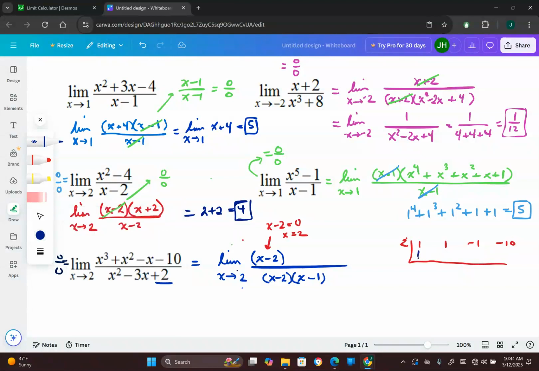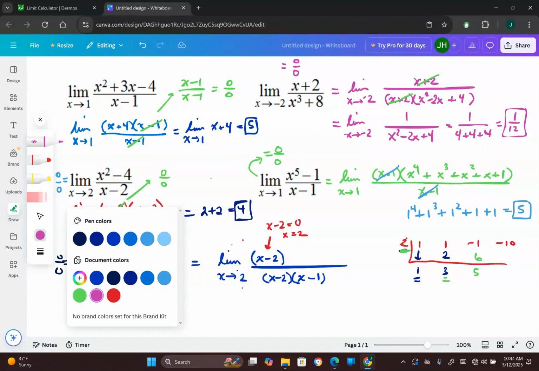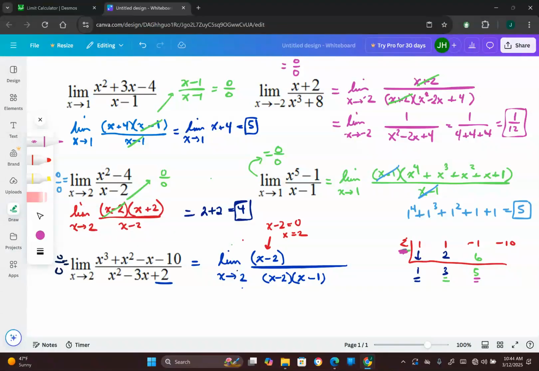The first number, you just drop it down. You get 1. Now, what I'm going to do is I'm going to take this 2 times this 1. That gives me 2 in the next column. I'm going to add that column to get 3. We are going to do it again. We're going to take this 2 times this 3, and I'm going to get 6 over here. Add that column. I get 5. One more time. I'm going to take this 2 times this 5. That gives me 10. And that last number is 0. And ladies and gentlemen, that last number is the remainder. And I want that remainder to be 0, because that means x minus 2 is actually a factor.